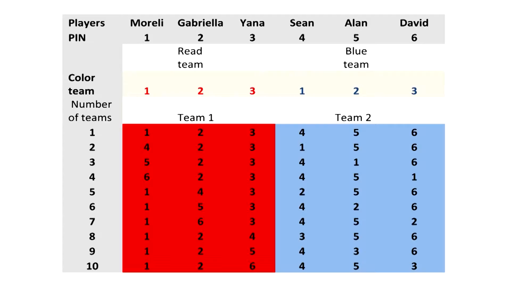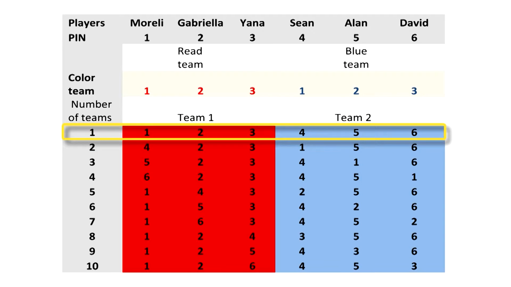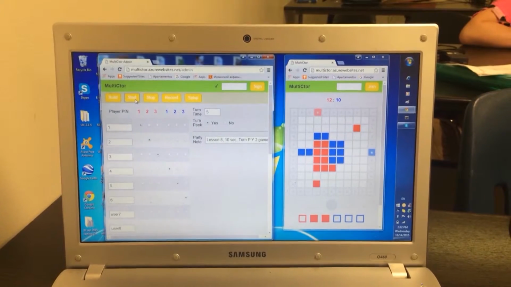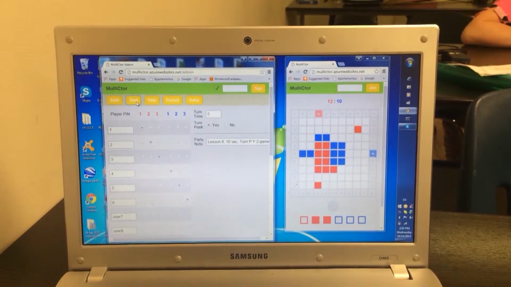There are 6 students in class and 3 players in a team, and there will be 10 possible pairs of team combinations. All combinations are presented in figure. The teacher controls the game through the admin interface, reshuffling the teams and changing the rules.